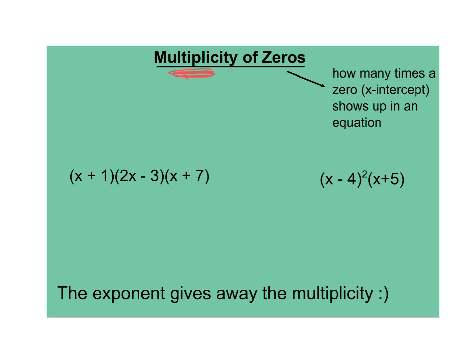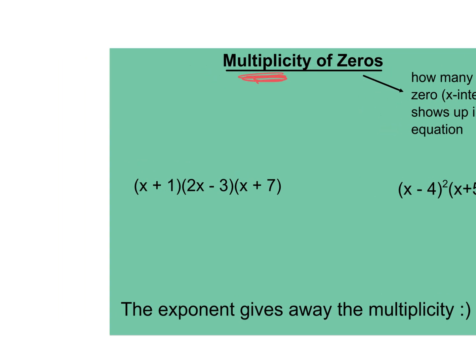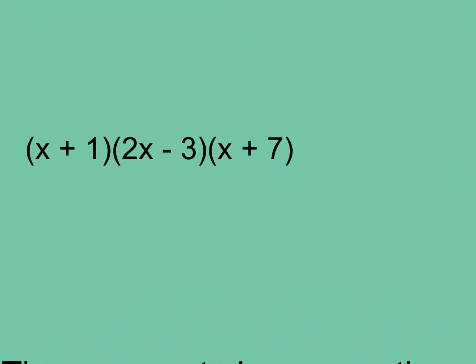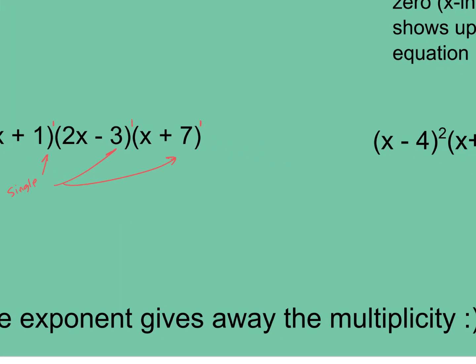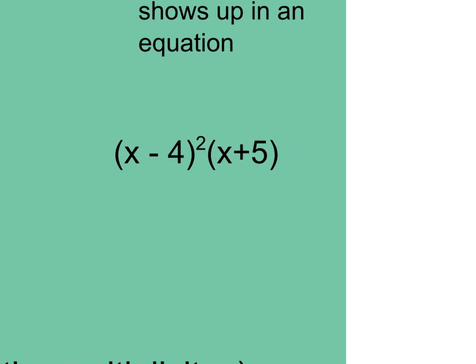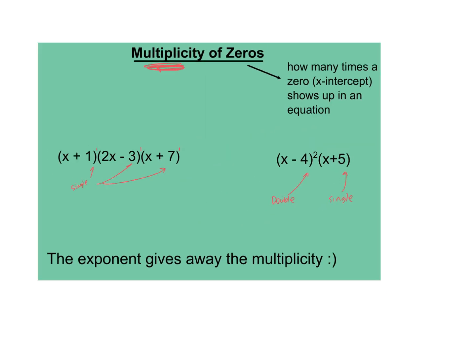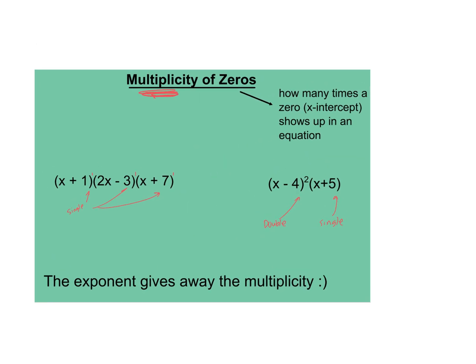So the multiplicity of a 0 or an x-intercept is how many times that 0 shows up in an equation. So in this first example here to the left, I want you to notice how we have exponents of 1. So for all of these x-intercepts, the multiplicity is a single, a single time it happens. So single, single, and single, but compare that to this second example here. We have what we're gonna call a double. So this has double the multiplicity, whereas this x plus 5 factor has a single. So the exponent gives away the multiplicity of the polynomial.